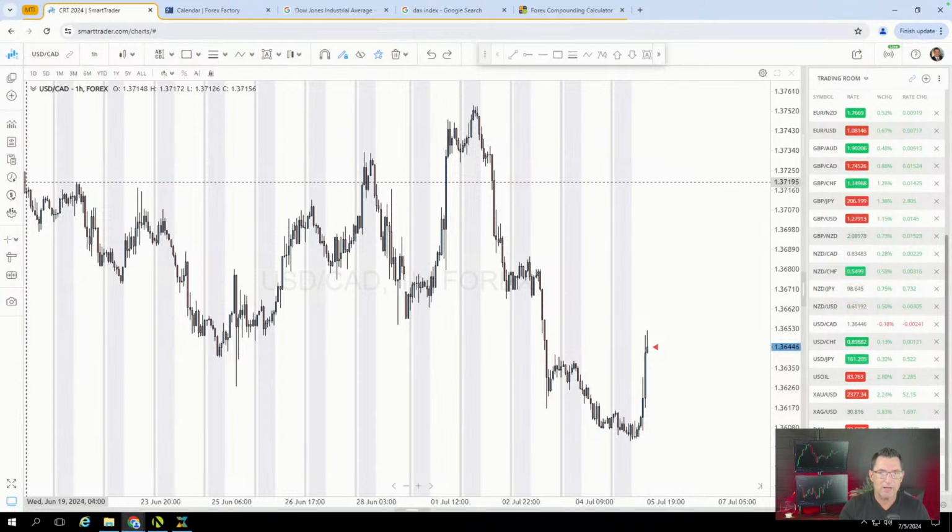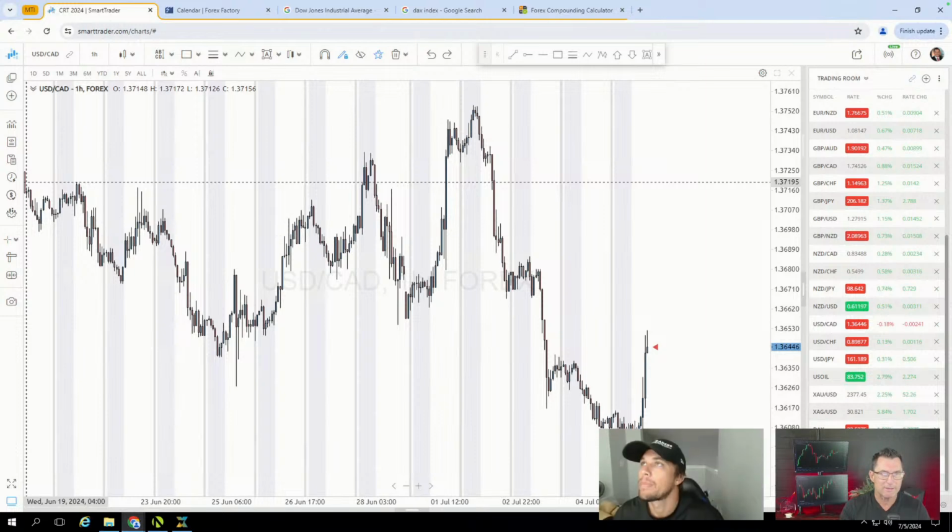All right, traders, well, there we go. We've got the trade in. We're currently selling on US dollar CAD. I'm going to pass it on to Cameron. Cameron's going to go ahead and take a look at the next setup.